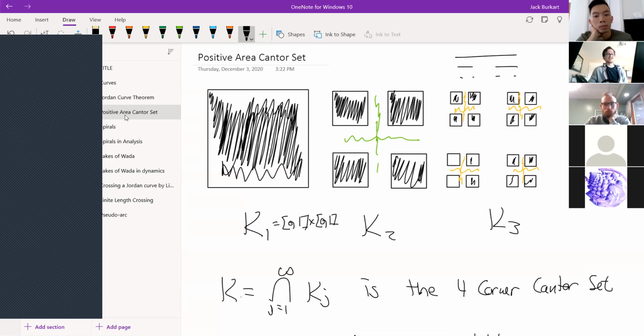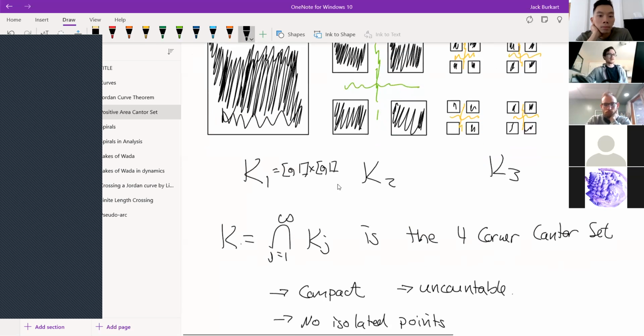And then with my 16 squares, I'm going to split all of those 16 squares into 4 squares. And then I'm going to have, oh, I don't know, 4 to the 3 many squares, which sounds like a lot. Maybe someone can tell me what that number is. And then we just continue this procedure infinitely often. And so what you can prove is that the limiting object K, you take the intersection of all of the Kj that I've constructed in this way. It's called the 4-corner Cantor set, because at each stage, I'm just keeping the 4-corner squares.